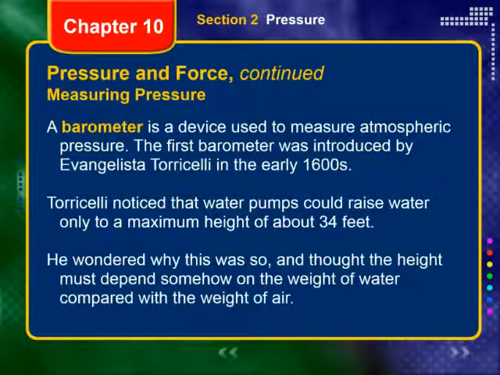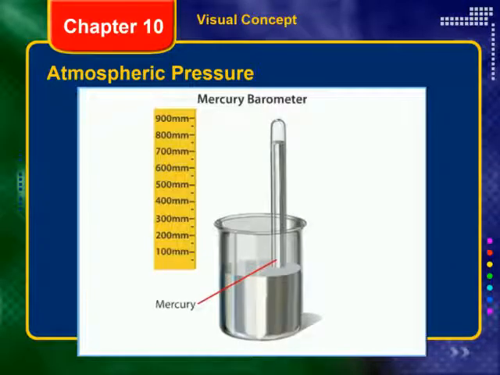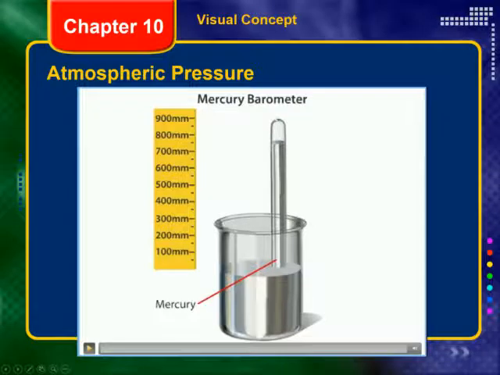In the early 1600s, Torricelli noticed that water pumps could raise water to a maximum height of about 34 feet. No matter what they would do, this water pump could raise the level of water to about 34 feet. And so he was wondering why this was so, and he thought that the height to which the water can be raised must depend somehow on the weight of the water compared to the weight of the air. And we're not going to get into why he thought that initially, but we're going to just move on from there.